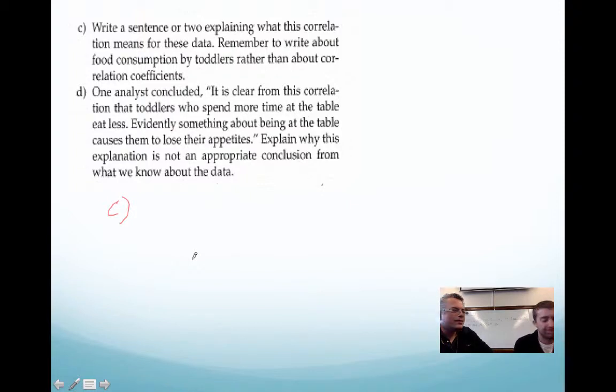Because it was a negative association, it simply means that the data shows that the more time they spent at the table, there was a tendency to consume fewer calories.